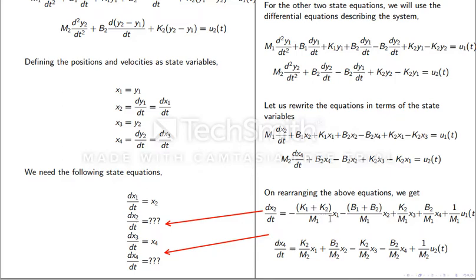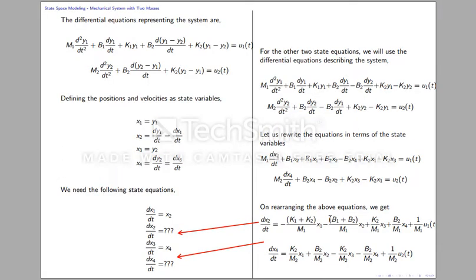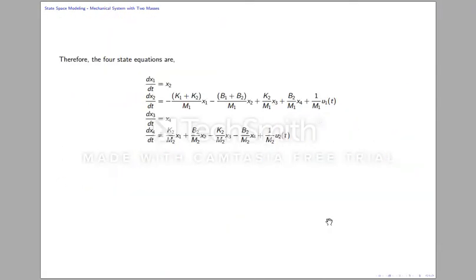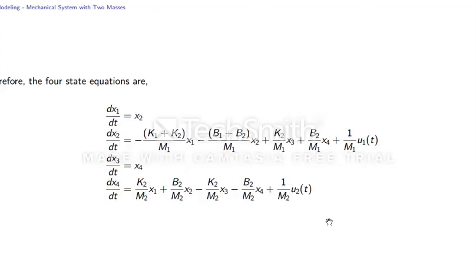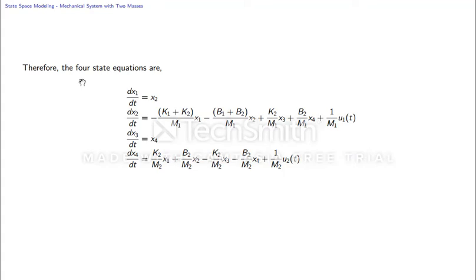So the final state space equations are these. The four state equations are dx1 by dt is equal to x2, and this is dx2 by dt, this is dx3 by dt, this is dx4 by dt, and so on. Okay, we got all the state equations now. These four state equations can be put in a matrix form now. Okay, so I'm going to do that.